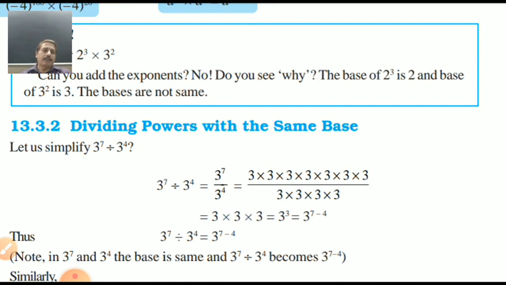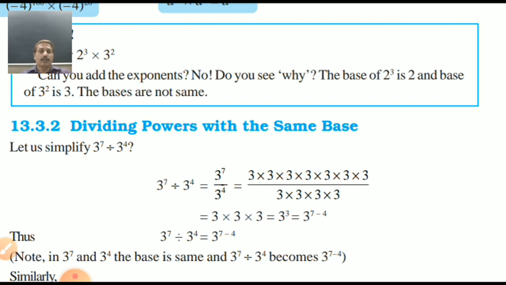Dividing powers with the same base. Student, now multiplication over, division of the same base. Exponent forget about. The upper part can be anything, son, but the base, the lower part, should be the same. See, 3 raised to 7 divided by 3 raised to 4.